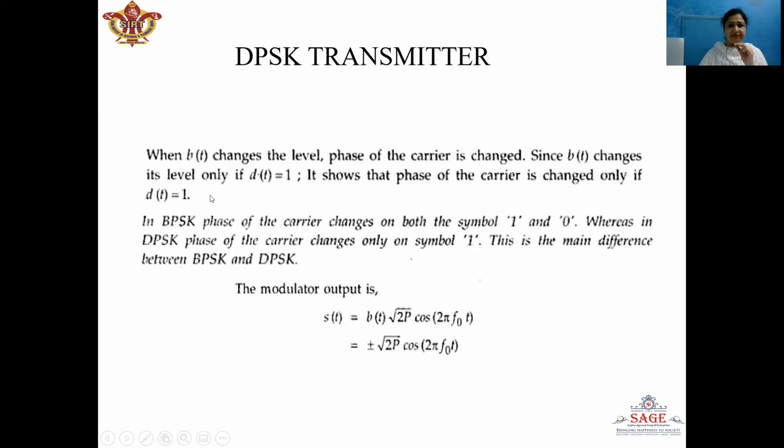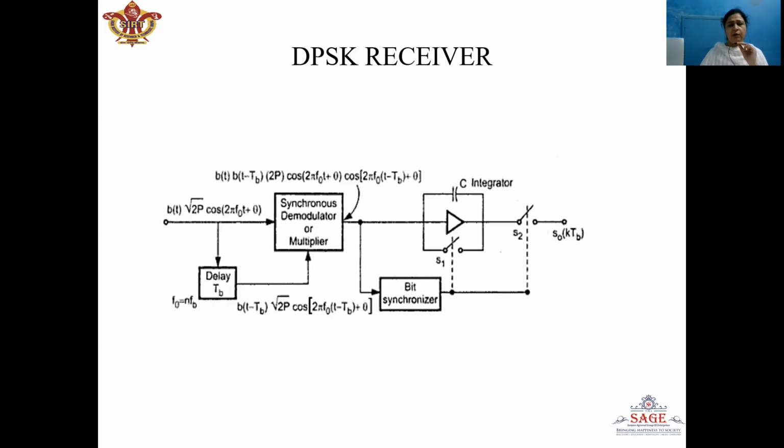This is the basic difference between the BPSK signal and DPSK. In BPSK, the phase of the carrier changes on both the symbols 1 and 0. Whereas in DPSK, the phase of the carrier changes only on symbol 1. So this is the main difference between BPSK and DPSK. Now, coming to the demodulation of the DPSK signal, we will see the DPSK receiver.